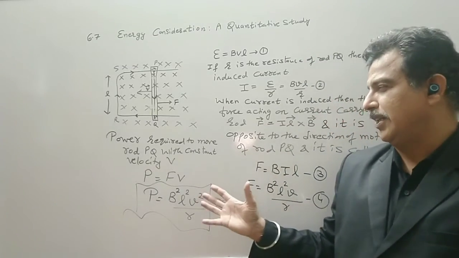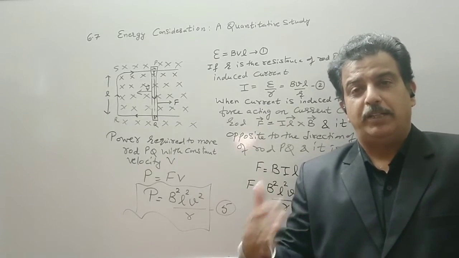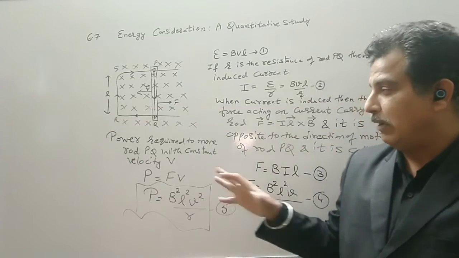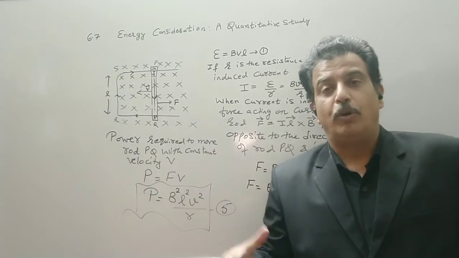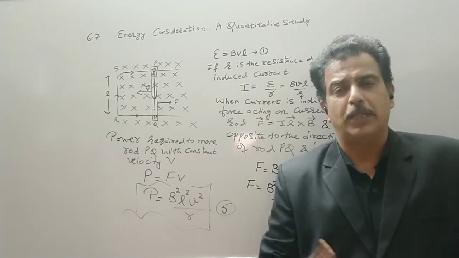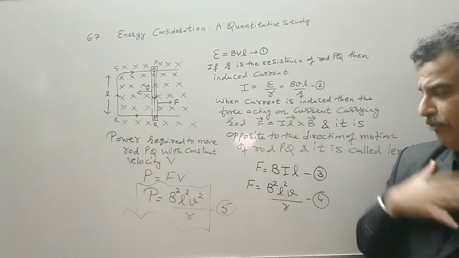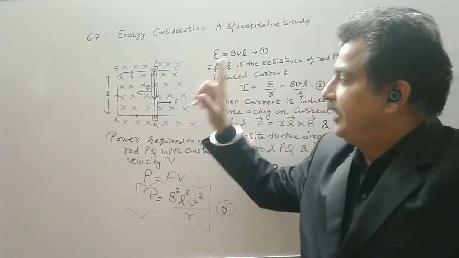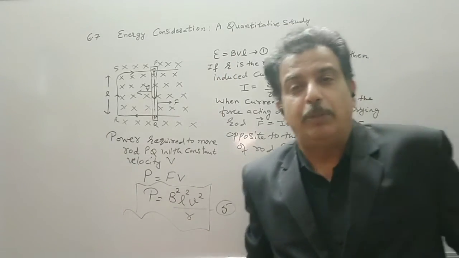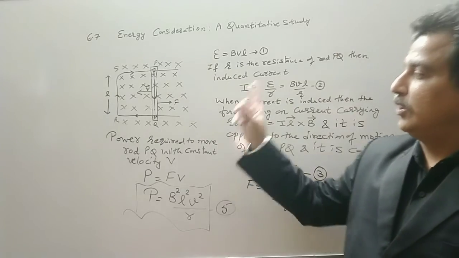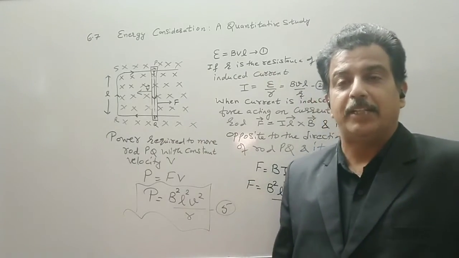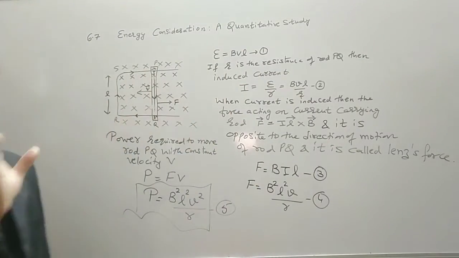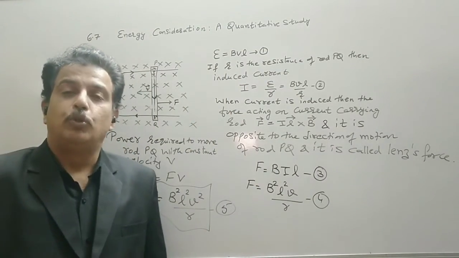Now how is this power spent? This power is spent in the form of mechanical work, or you can say mechanical energy. So if I have this much power, only then will I be able to push or move this rod in a uniform magnetic field. Otherwise, Lenz's force will not allow the rod to move through it.